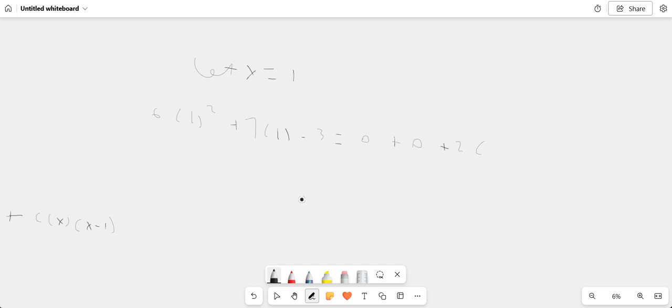Alright, so now that you got that, you're gonna get 10 on the left hand side. So 10 is equal to 2c. So therefore, c is equal to 5. Divided by 2, c is equal to 5.